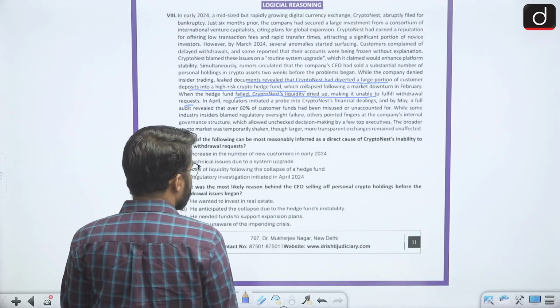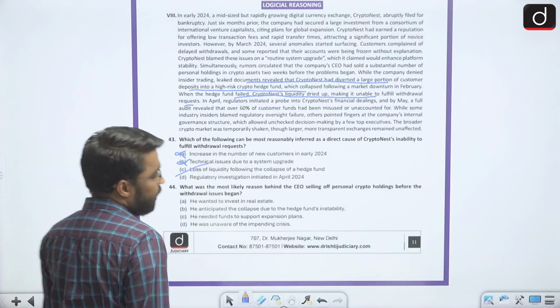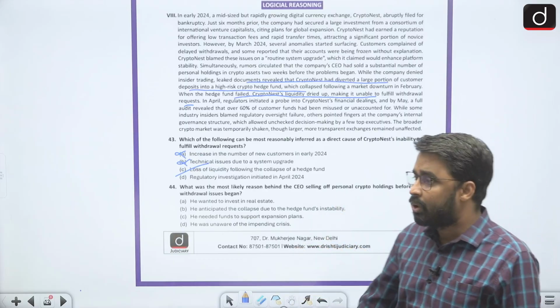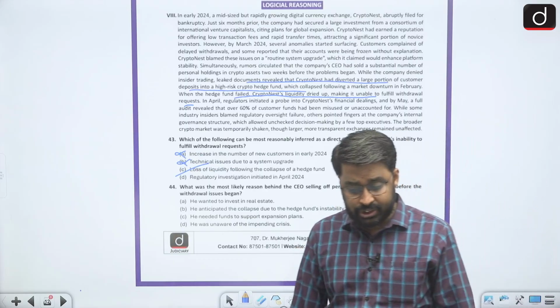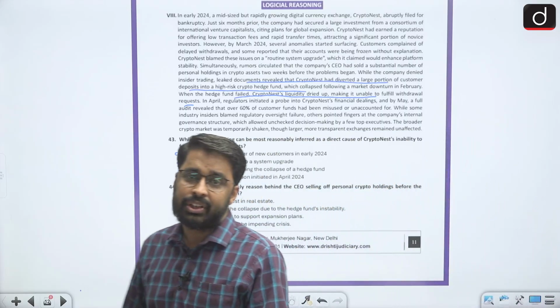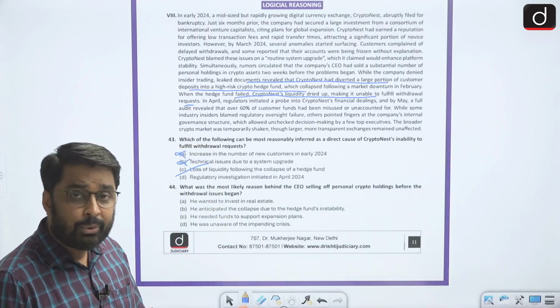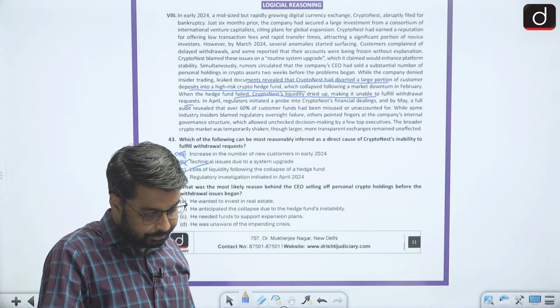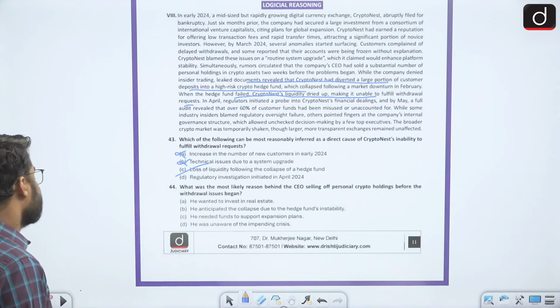Loss of liquidity following the collapse of a hedge fund. So this is correct, that they invested a large amount of investors' money into a hedge fund which suddenly collapsed, and due to which their liquidity dried up, and because of which they were unable to fulfill the requests. All right, so the correct answer will be option C.